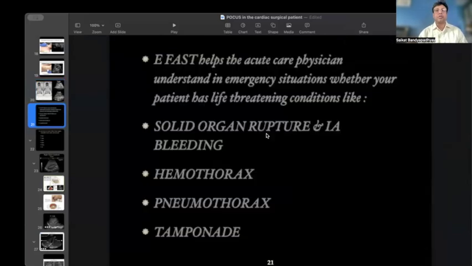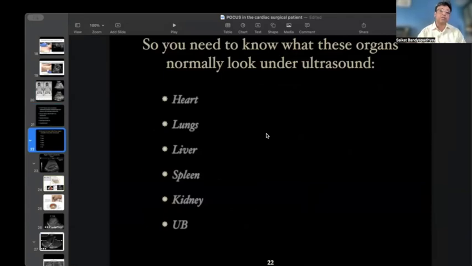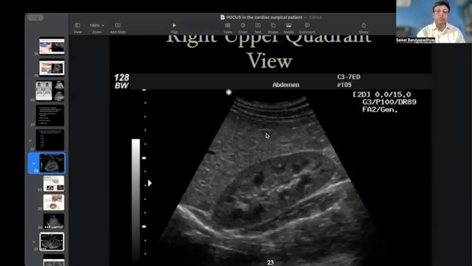Now, eFAST helps the acute care physician understand an emergency situation, whether the patient has life-threatening conditions, such as solid organ rupture, bleeding, hemothorax, pneumothorax, tamponade, and so on. But we are specifically talking about the cardiac patient. For us, especially as there are a lot of beginners amongst us, the students, during the hands-on session we would learn how the heart, the lungs, the liver, spleen, kidney, and urinary bladder look on ultrasound, and the individual views required to attain those crisp, good quality pictures.